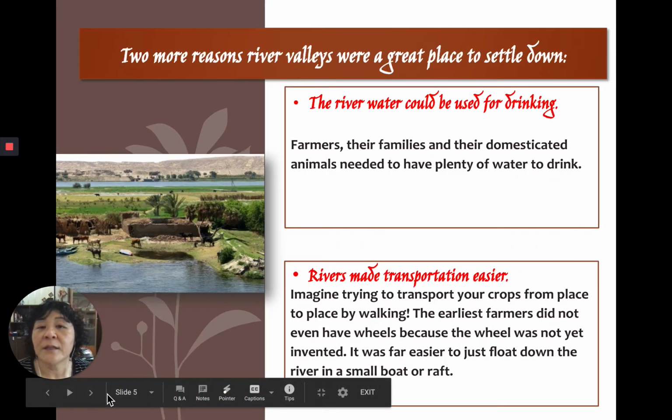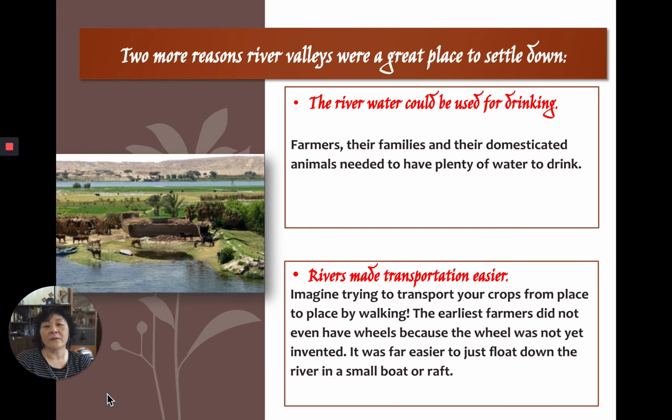All right, let's go on. Two more reasons river valleys were a great place to settle down. Well, the river water could be used for drinking. Now you know that we cannot drink salt water. We need fresh water in order to survive. So farmers and their families and their domesticated animals needed to have plenty of water to drink. So that river could be used for people and animals to drink.